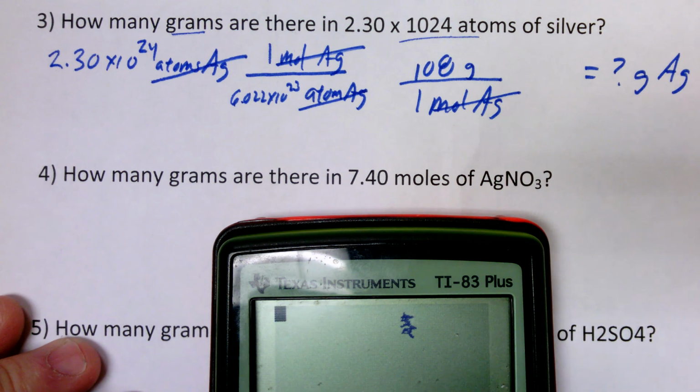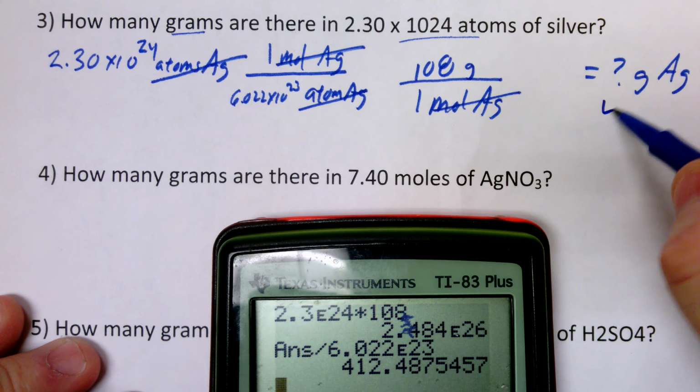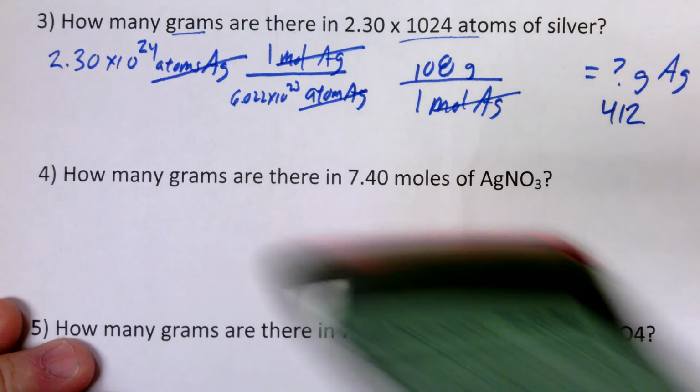I have to take 2.3 times 10 to the 24th times 108. Now I can divide that by 6.022 exponent 23rd. I have about 412 grams. So this is one of the mistakes you're going to make, putting those numbers in your calculator incorrectly. If you have a different calculator, it's not a graphing calculator, I can work with you and show you how to do the exponents correctly.